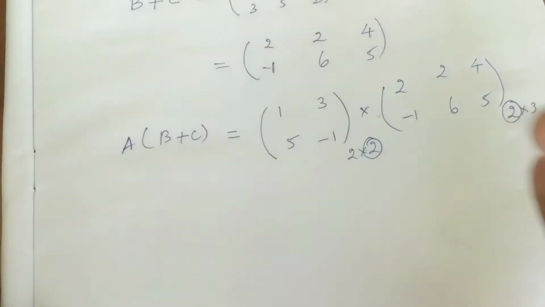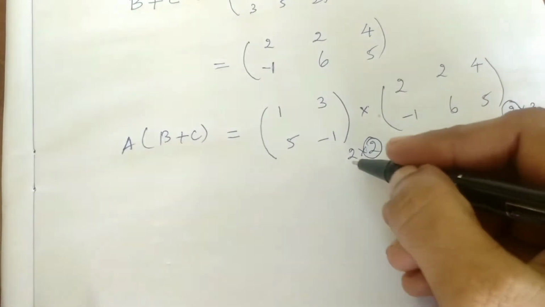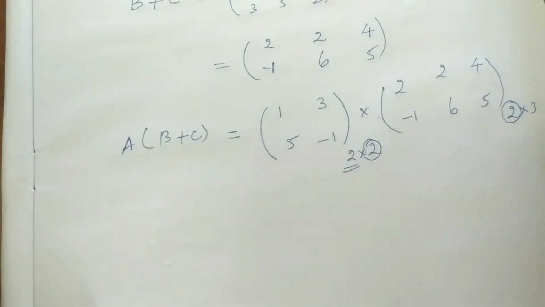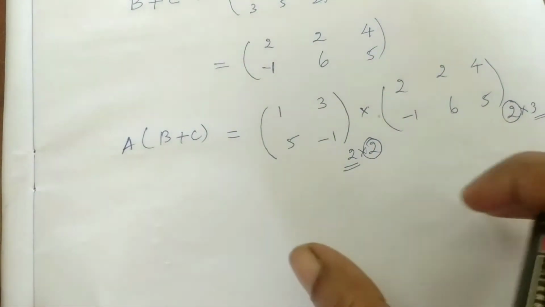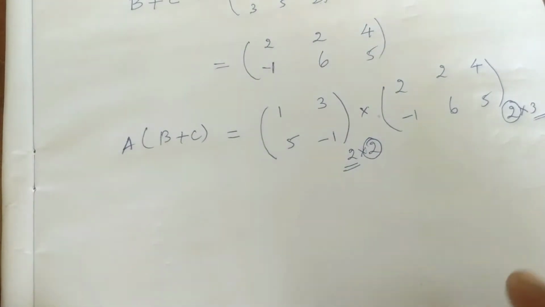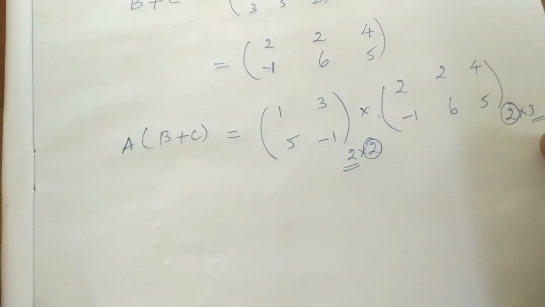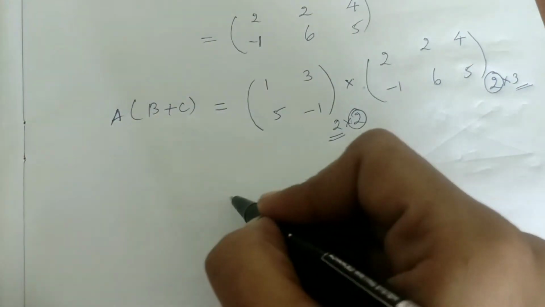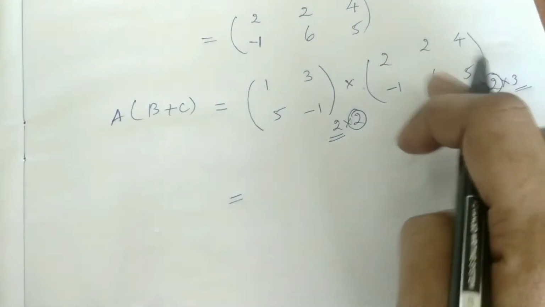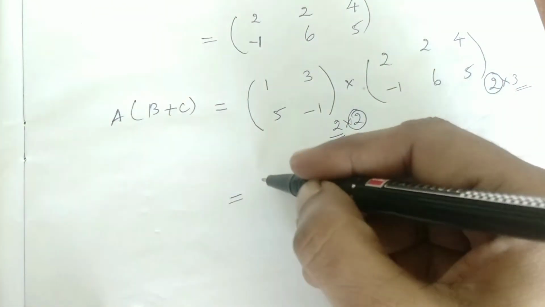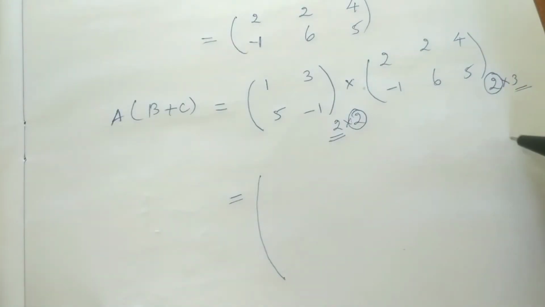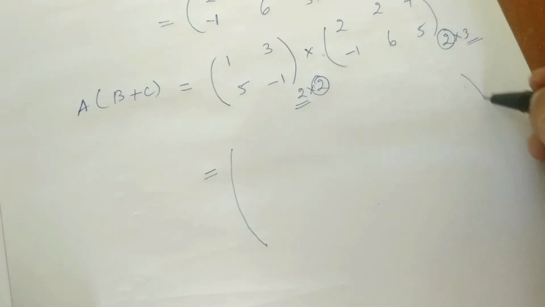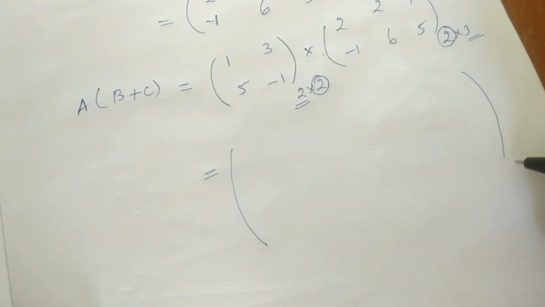Okay. So what is our order of the product matrix? Our order of the product matrix is 2 by 3. In our resultant matrix, we are having 2 rows and 3 columns. That is the meaning of that. Okay. So now we are going to find out the product of these two matrices. How will you find out the product? In our product matrix, we are having 2 rows and 3 columns.